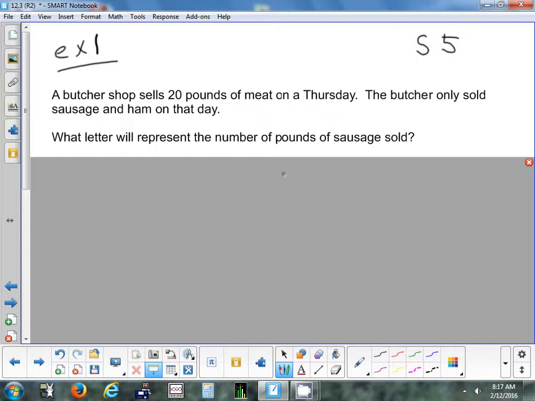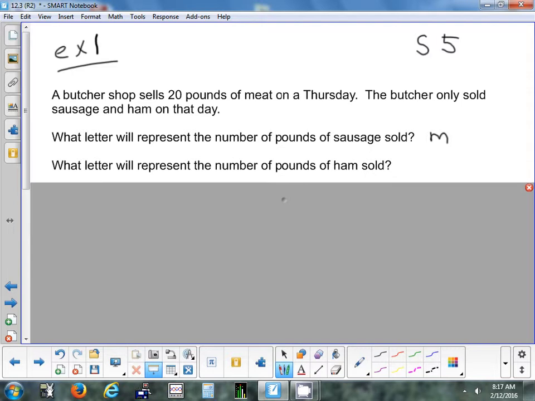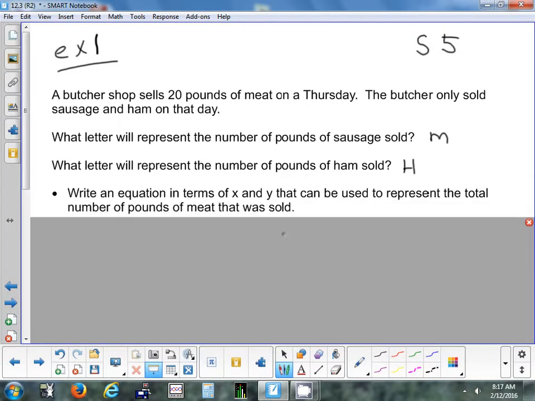So you want to use M for sausage? Okay, we could do that. What letter will represent sausage? M. Okay. What letter would represent ham? Yeah, H would be a good letter for that one. I don't think with H you'd confuse that one with a number. So, since we had a choice of what letter, we're not using X and Y. We didn't choose those letters. So we're using M and H. Cross those out, guys.